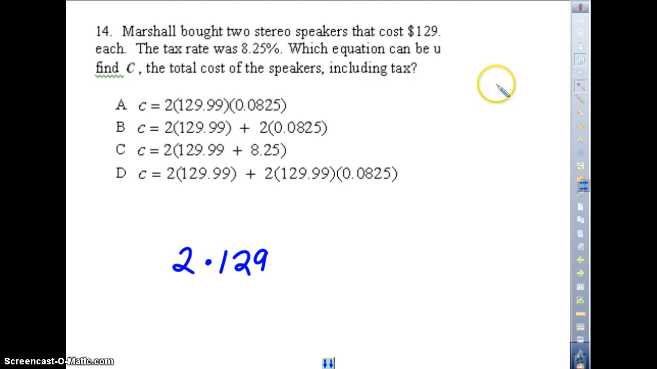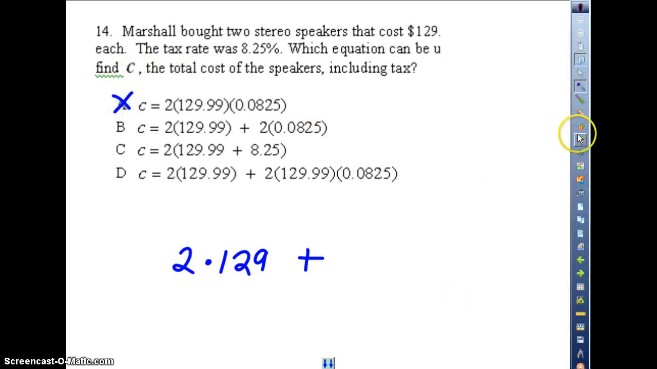Once you figure out your tax amount, what do you do with it? Do you add it to the total or subtract it from the total? That's about 130, and 2 groups of 130 is about 260, so it's a little under $260, right? It's like $258. When you figure out your tax amount, you're going to be adding that on. So is there something here we can eliminate? Because I don't see the addition of the tax. Yep, right here. We can eliminate A. We're not adding on the tax there.